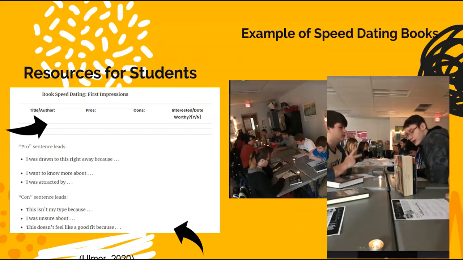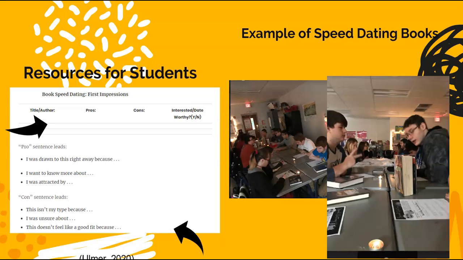So here you can see I've split the screen into two sides. One side has resources and the other is pictures of examples from an actual speed dating activity. The graphic on the left at the top is a screen grab of the graphic organizer you might give the students. It encourages them to write down the title and the author, what they liked for the pros, and the cons, what they didn't like about the book, and then just a simple yes or no. Is that something that they want to read?